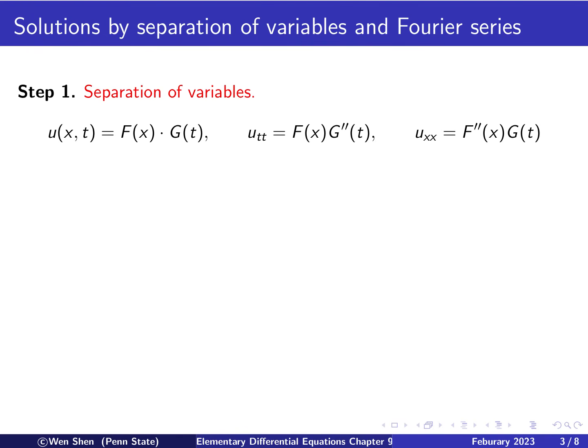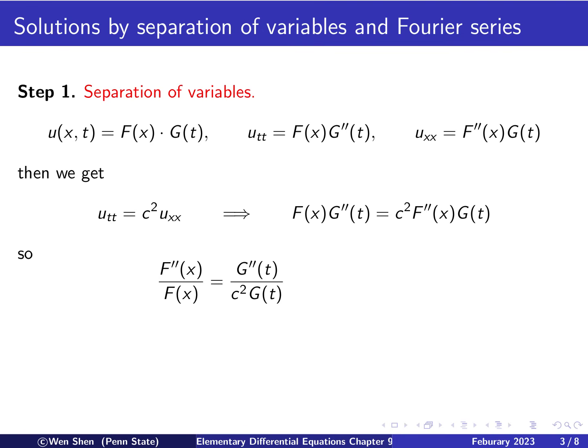Okay, let's begin the first step. Let's separate the variables. So we seek a solution of the form f(x) times g(t). Then the second derivative in t would result in g double prime, and the second partial derivative in x will result in f double prime.